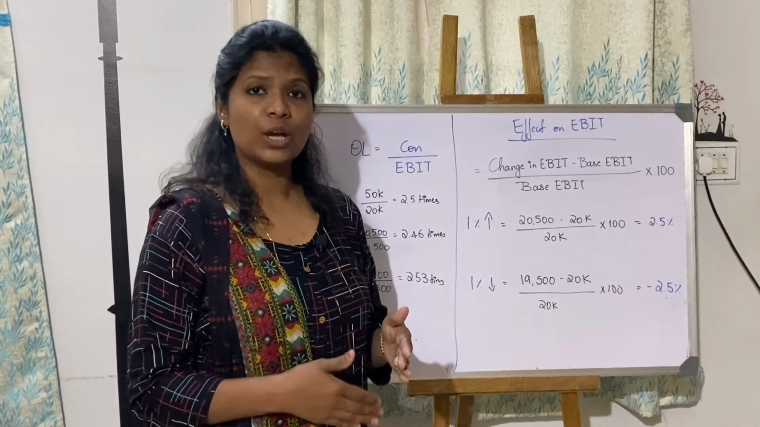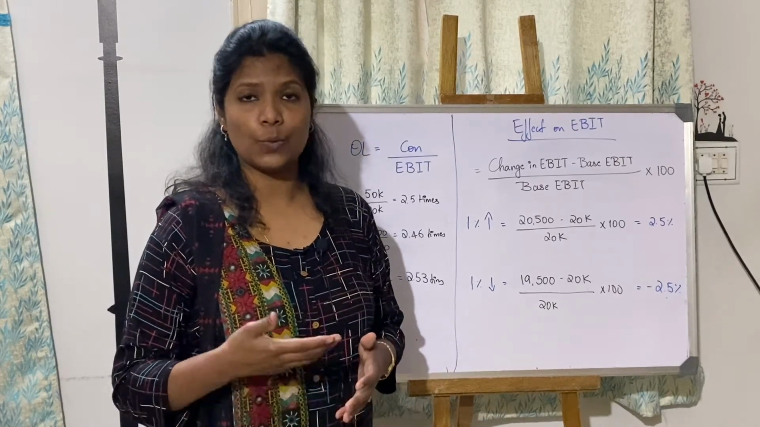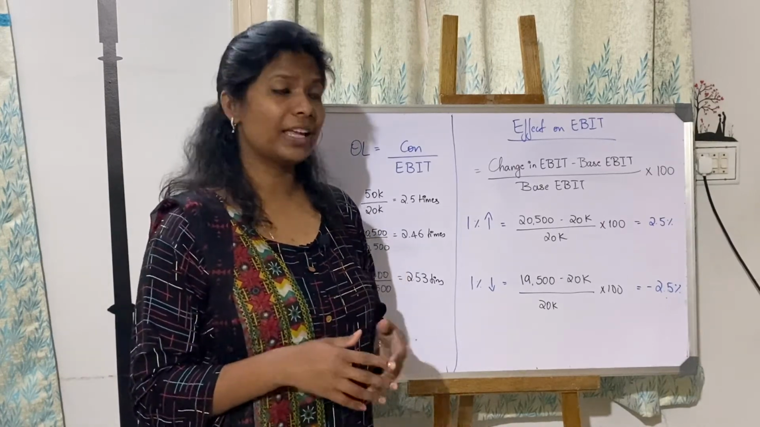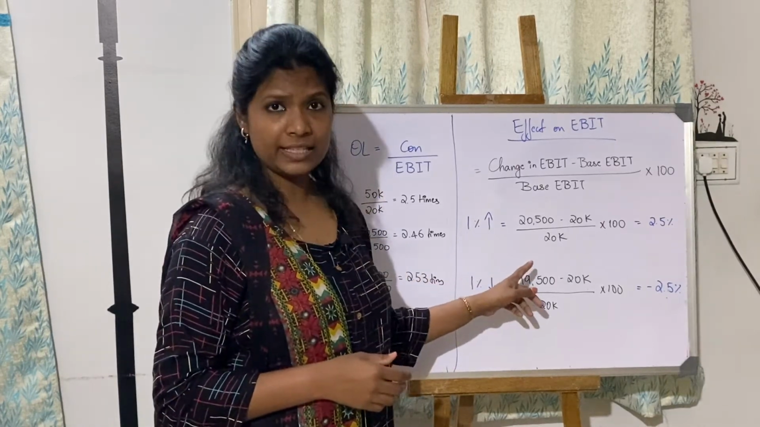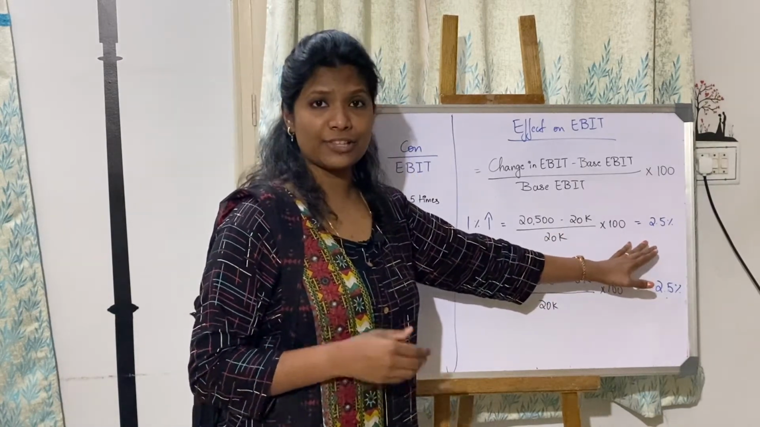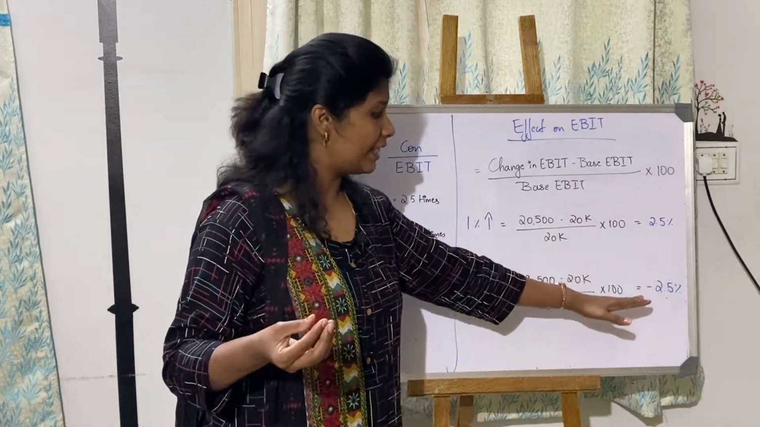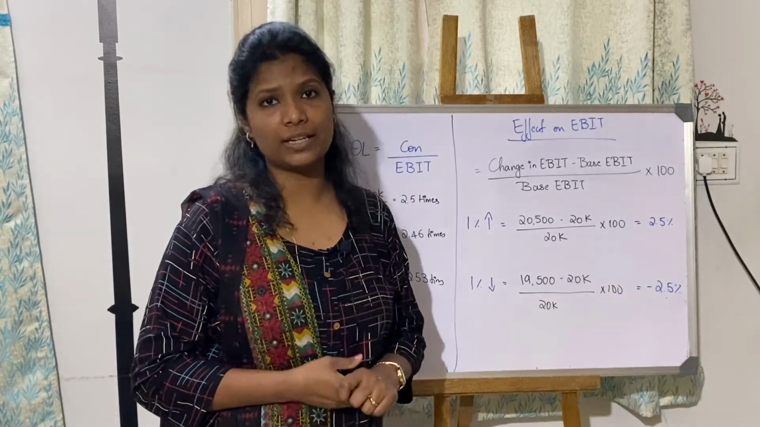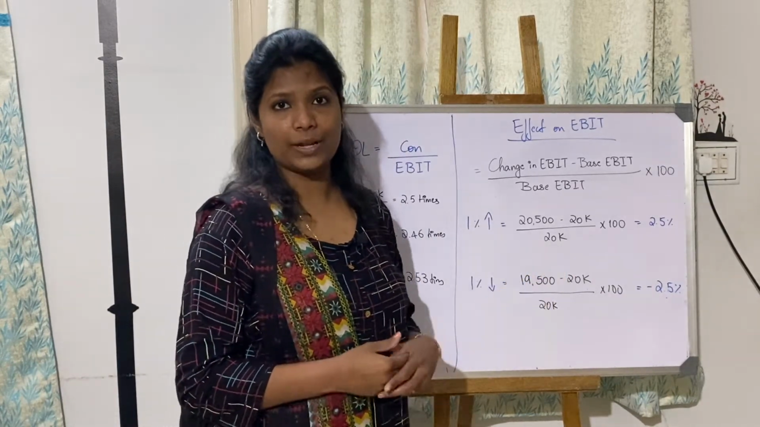So we see that as and when sales quantity or sales production increases or decreases, we can see a direct impact on the earnings, that there is a positive increase of 2.5% and there's a drop of 2.5% in the earnings of the company. So this completes your question number 9.